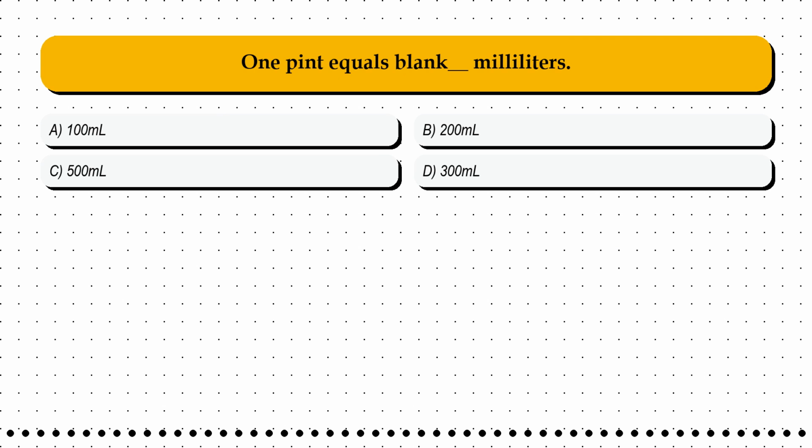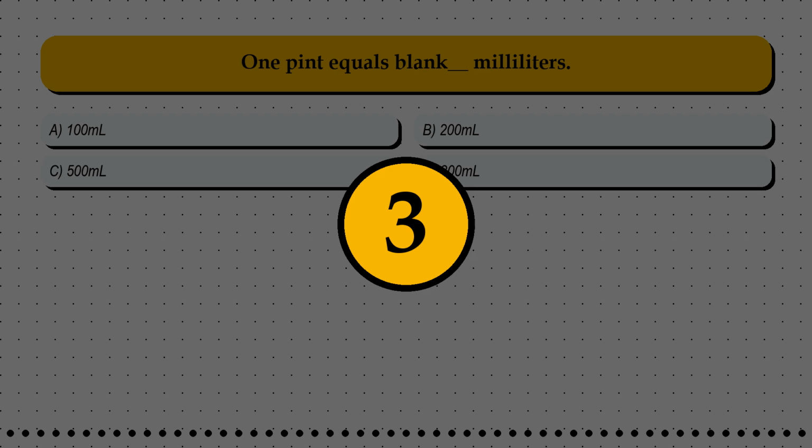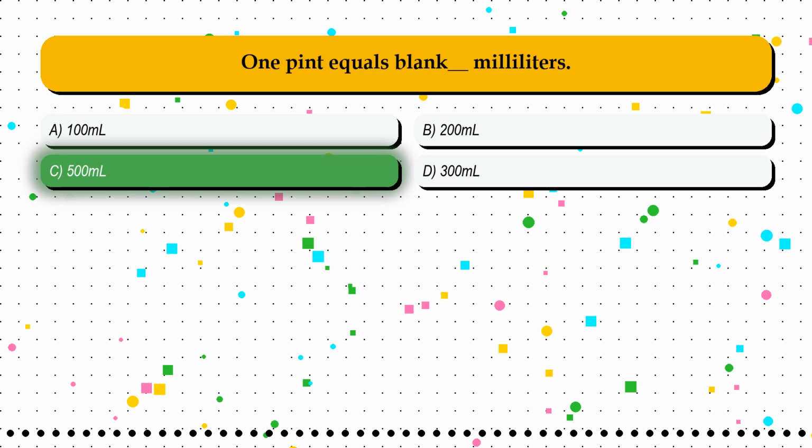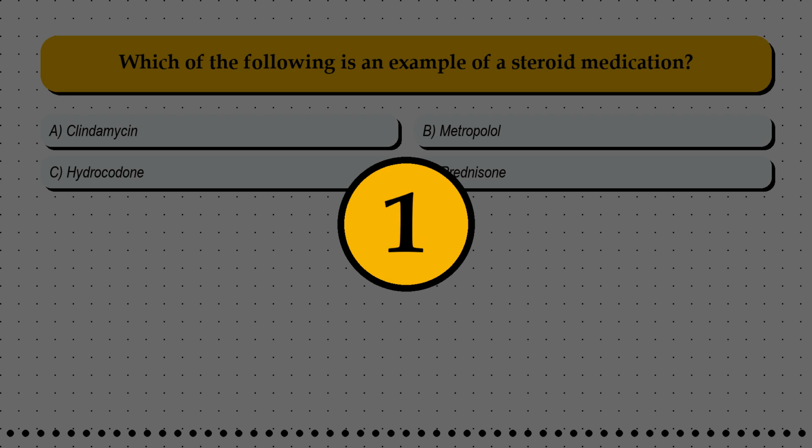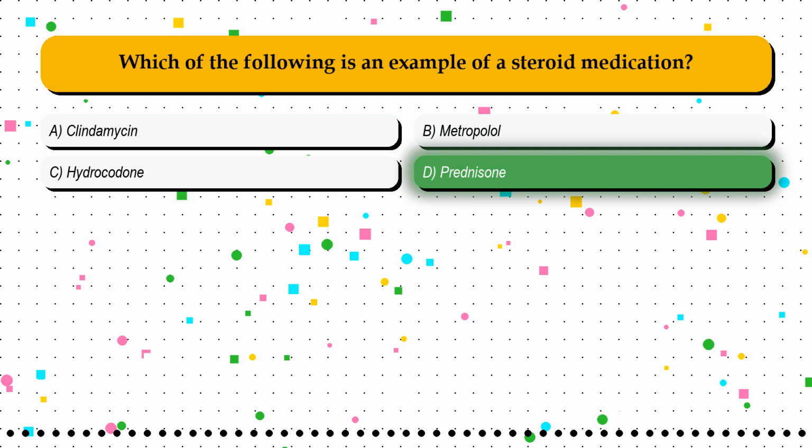Question 292. 1 pint equals blank milliliters. Option A, 100 ml. Option B, 200 ml. Option C, 500 ml. Option D, 300 ml. The correct answer is option C, 500 ml. Question 293. Which of the following is an example of a steroid medication? Option A, clindamycin. Option B, metoprolol. Option C, hydrocodone. Option D, prednisone. The correct answer is option D, prednisone.